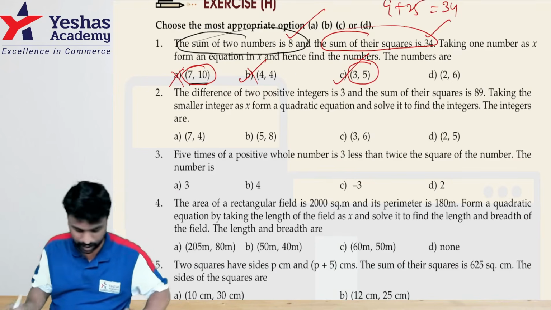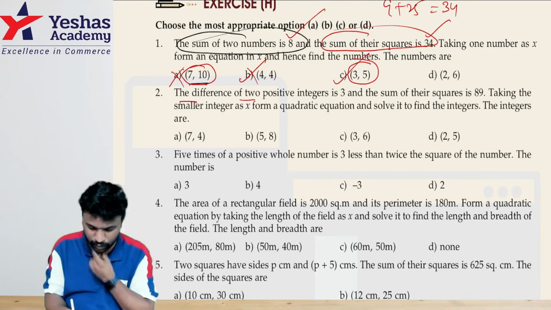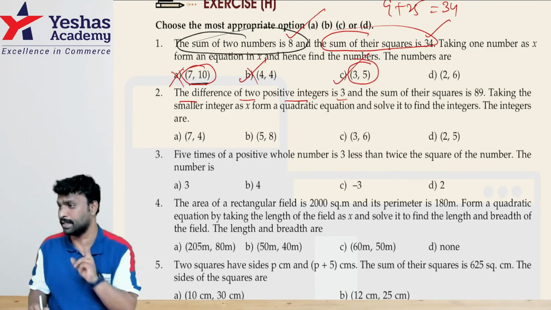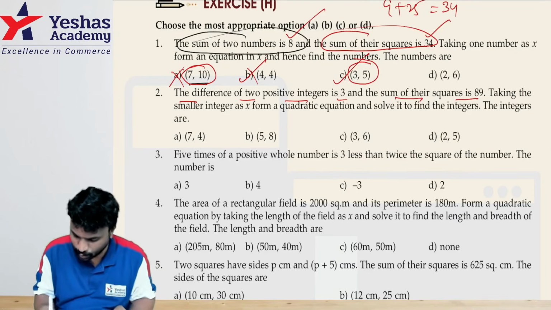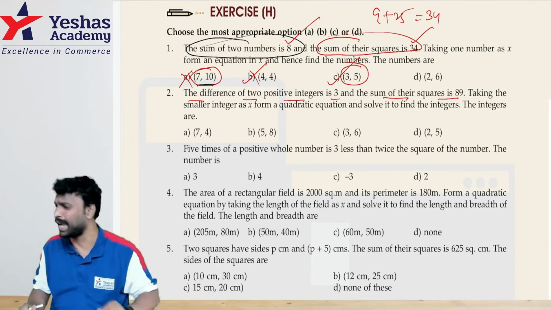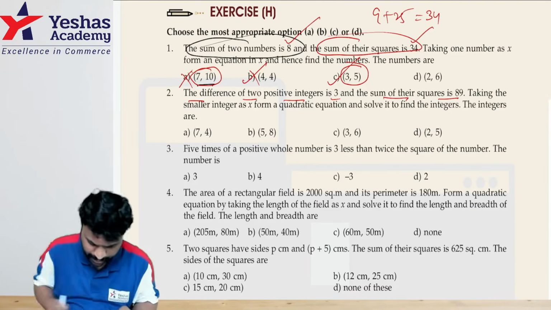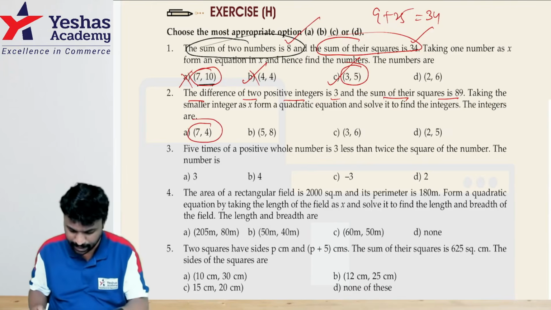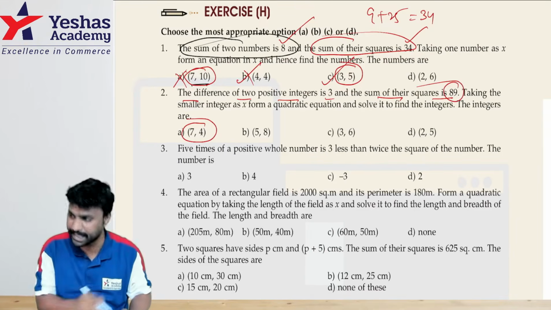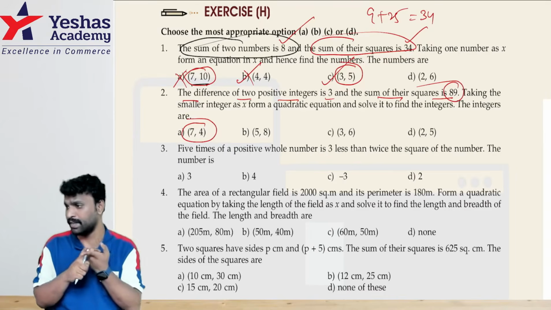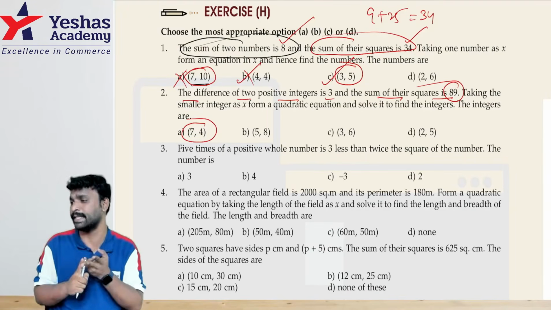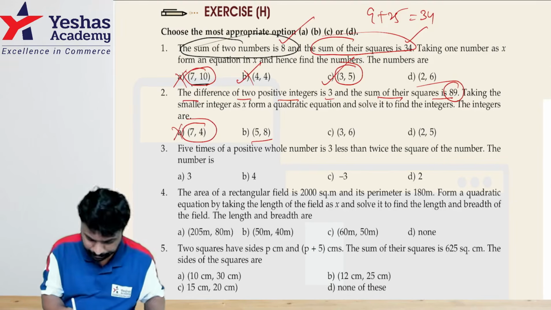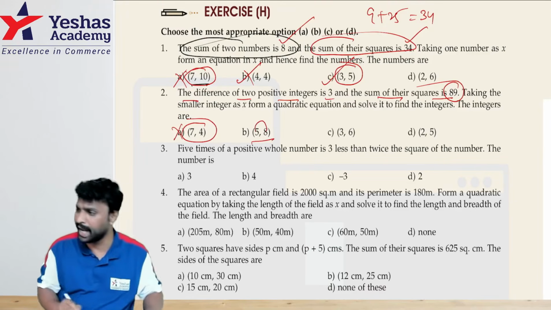Moving on to the next question, question number 2. The difference of two positive integers is 3 and the sum of their squares is 89. So again, solve the question by option hitting. Guys, if I take these two numbers, difference is 3, of course, yes, but sum of their squares, is it 89? No. 7 square is 49 and 4 square is 16. The sum is definitely not 89. How about option B? So 5 and 8, the difference is 3.